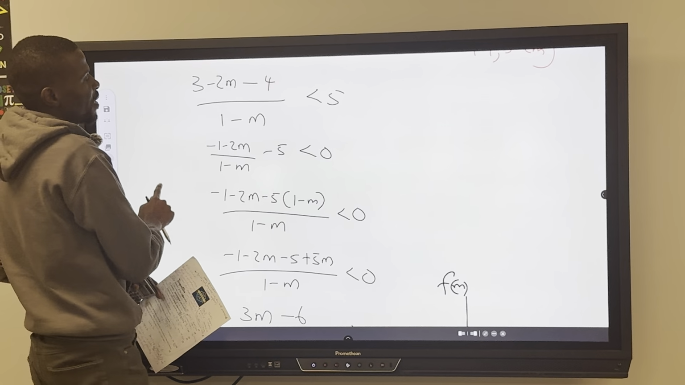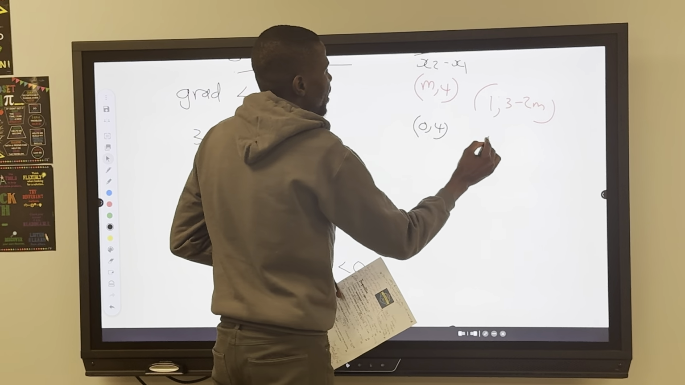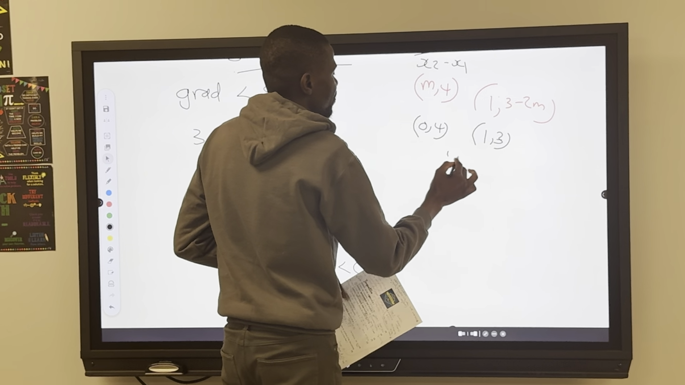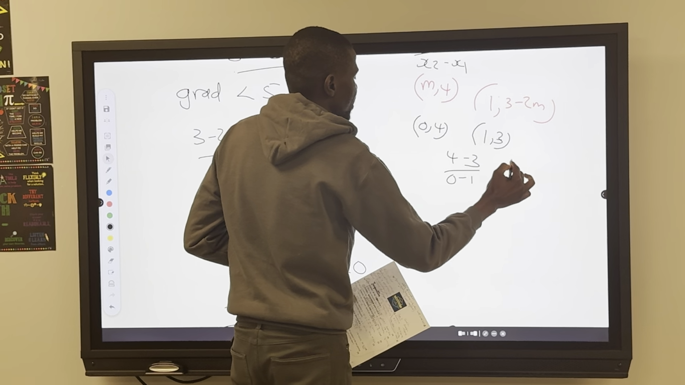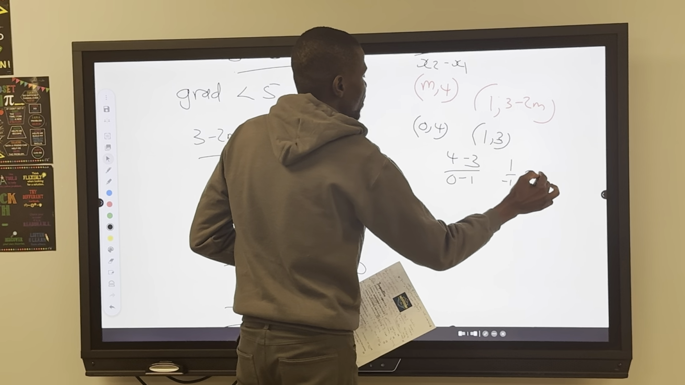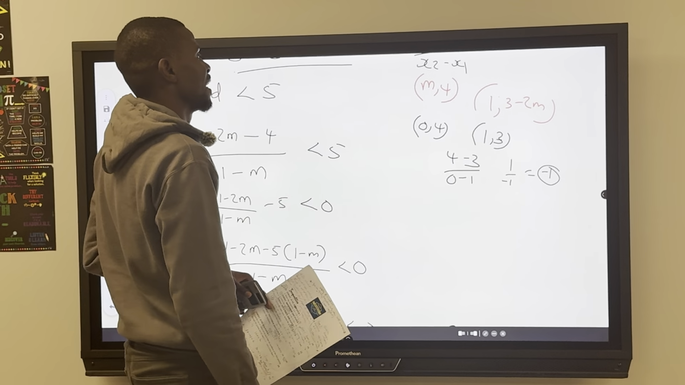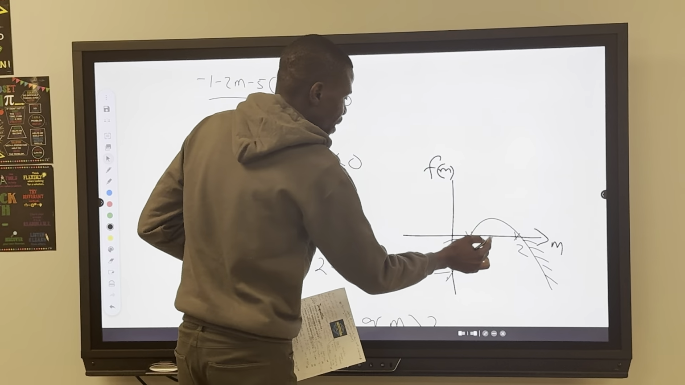So if I pick 0 there, it means I have 0, 4, and I have 1 and 3. So if we quickly find the gradient, it's 4 minus 3 over 0 minus 1, which is 1 over negative 1, which is negative 1, which is less than 5. It's correct.